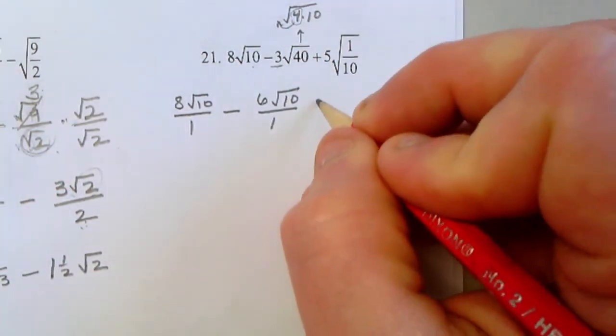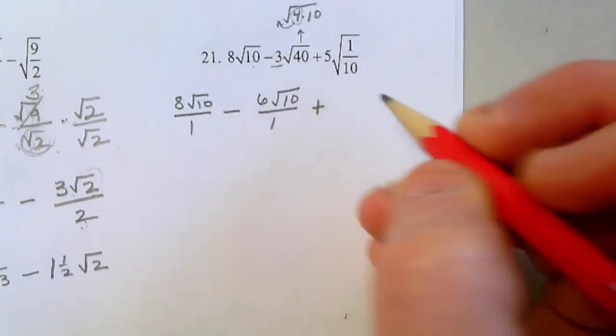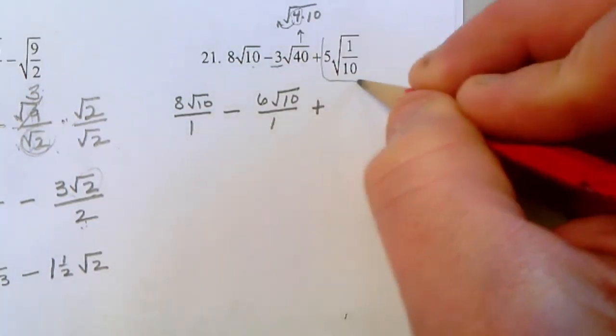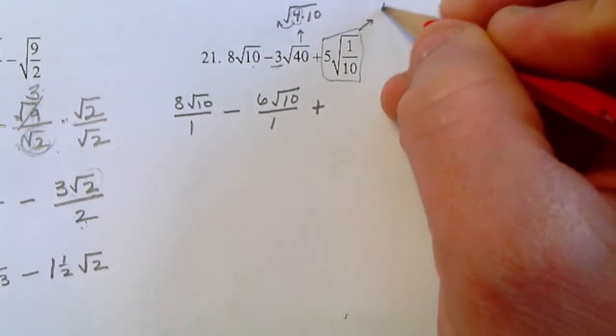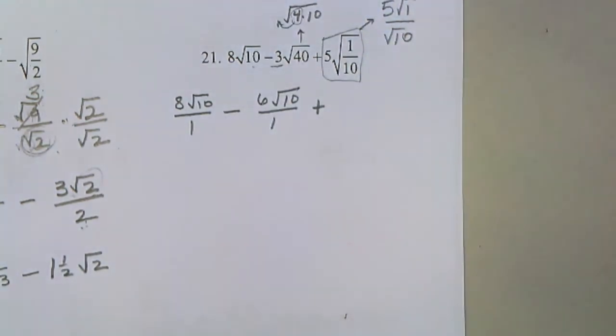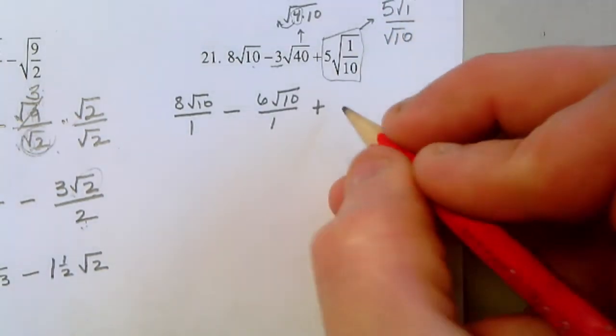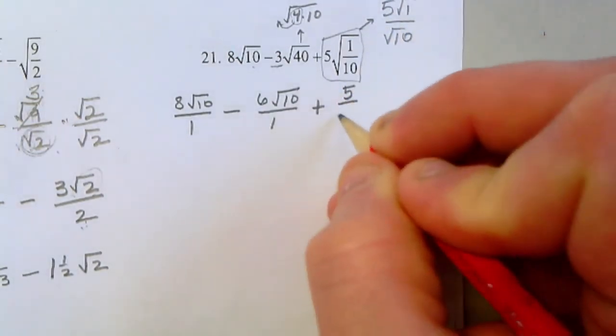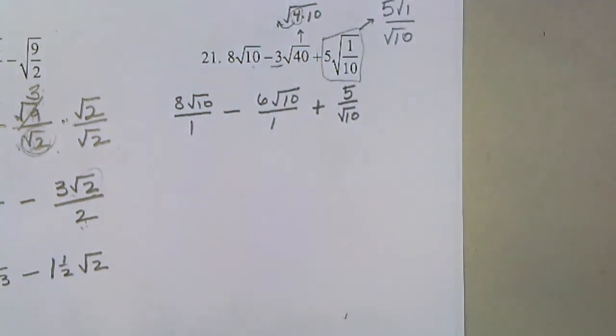Now for the last one, I'm going to write it like this. I could rewrite this last number right here like this. 5 radical 1 over radical 10. Okay? But what's the square root of 1? That's just 1. So I'm just going to put 5 over radical 10. Okay?